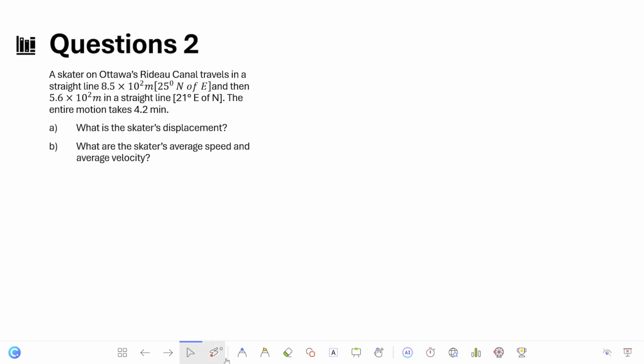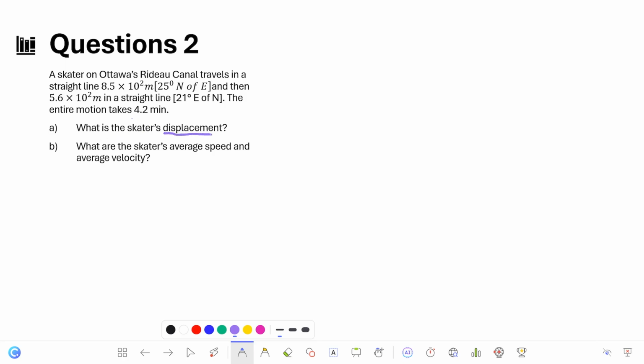In question 2, a skater on Ottawa's Rideau Canal travels in a straight line 8.5 times 10 to the power of 2 meters, 25 degrees north of east, and then 5.6 times 10 to the power of 2 meters in a straight line 21 degrees east of north. The entire motion takes 4.2 minutes. So what is the skater's displacement?